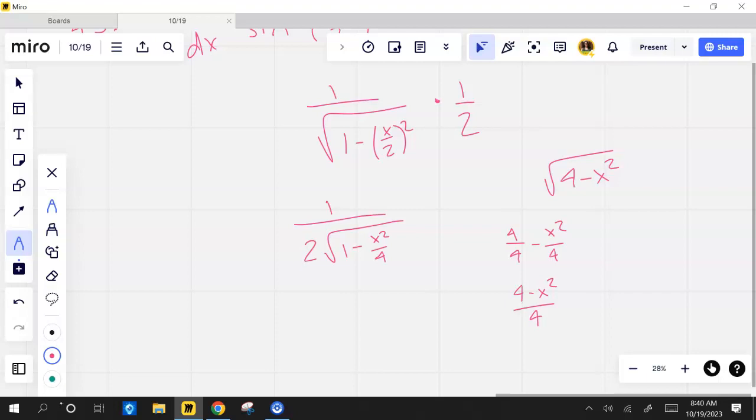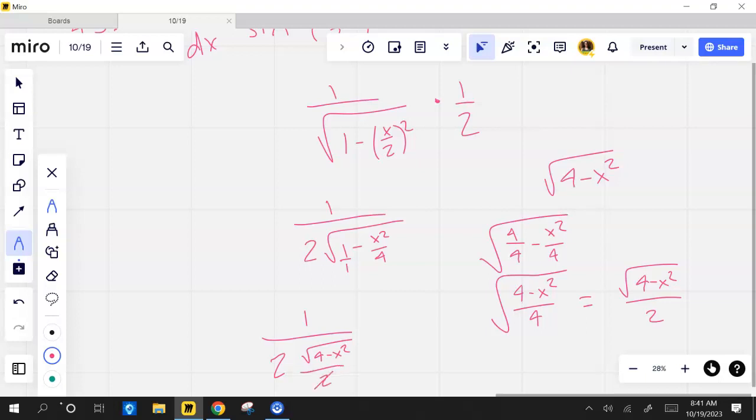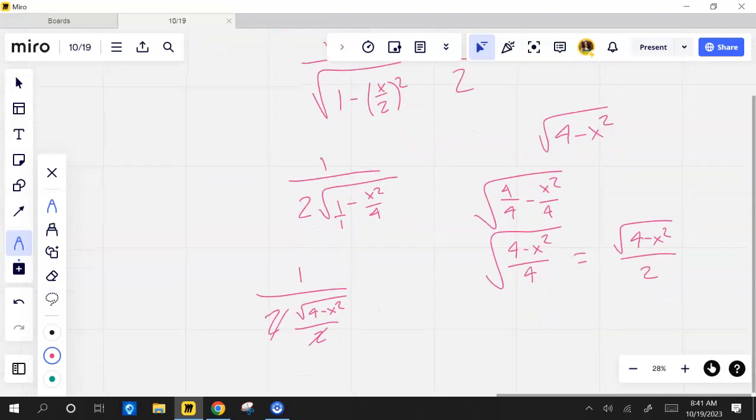Just common denominator. I just came over to the side. So this is square root of 4 minus x squared over 2. Right? And because I got this 2 already on the outside, I end up with 1 over square root of 4 minus x squared.